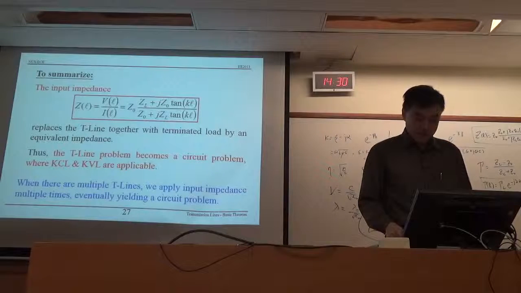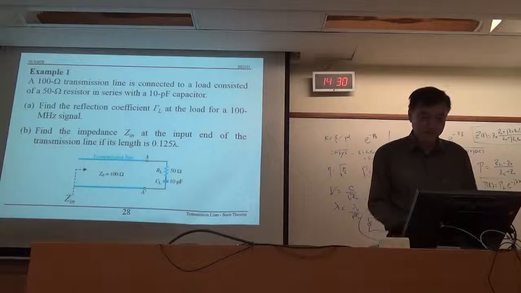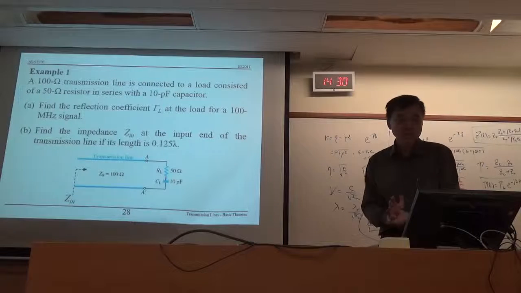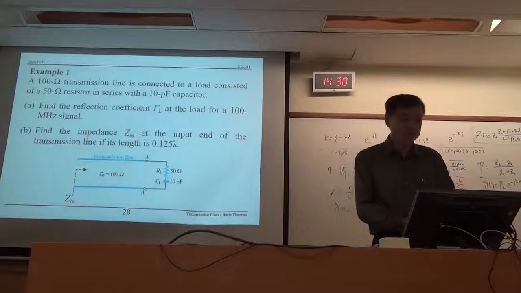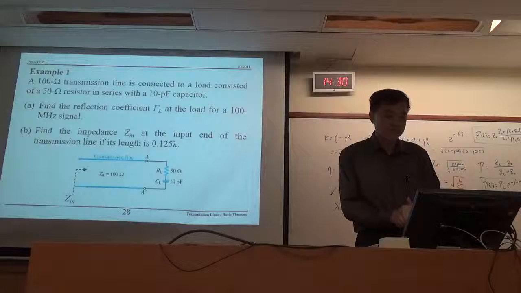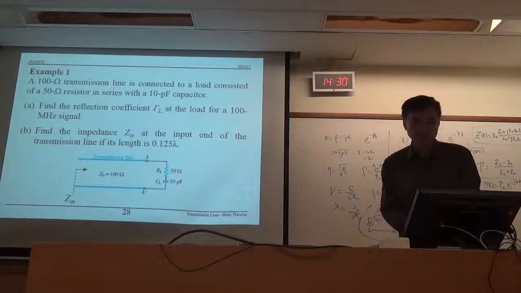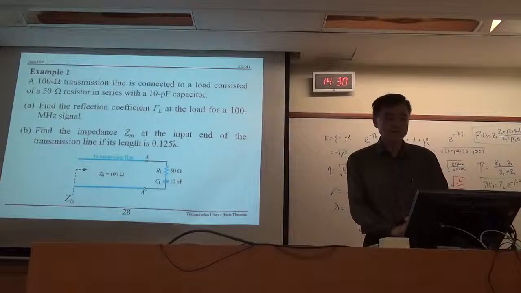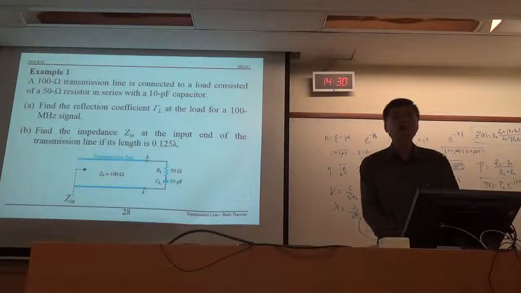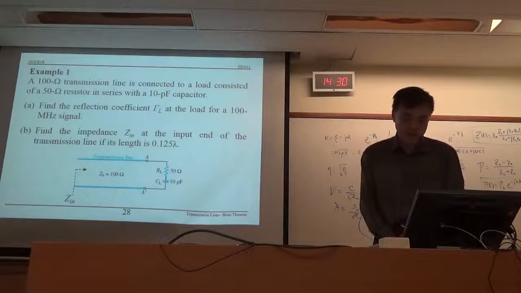Now, the input reflection coefficient. Okay, we look at some examples here. A 100 ohm transmission line is connected to a load consisting of a 50 ohm resistor in series with a 10 picofarad capacitor. Find the reflection coefficient gamma L at the load for a 100 megahertz signal.